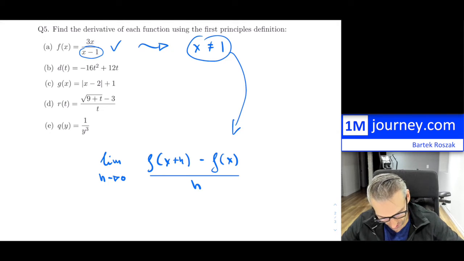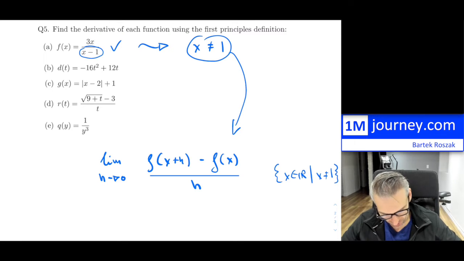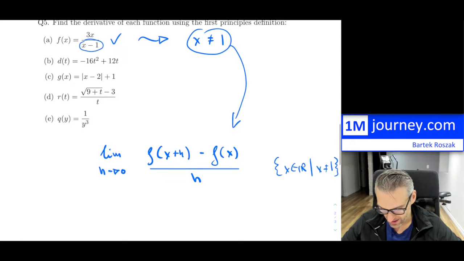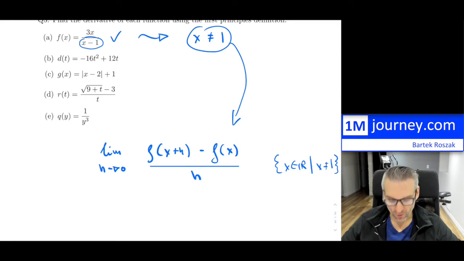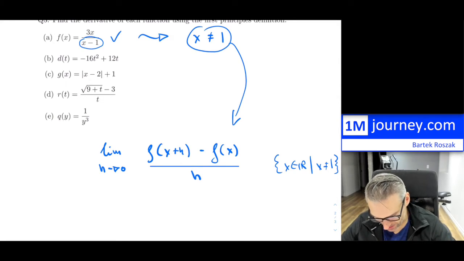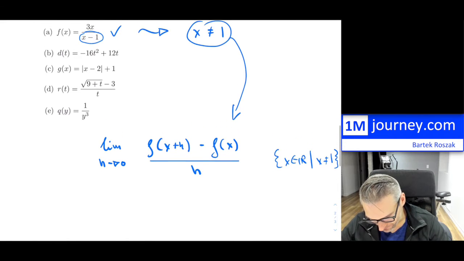Within here you can literally write out: this is only true for x in R, but x cannot be equal to 1. This is worth your time in terms of writing it somewhere. Once you do that, you can go ahead and proceed. Now substituting all of this in, this is not going to be fun, but let's take a look at what we get.